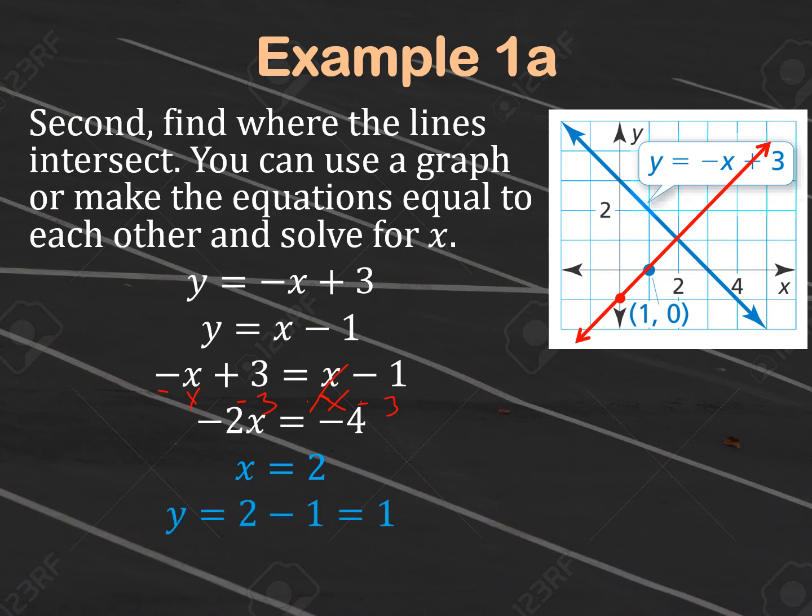Plug x = 2 into either equation and solve for y. So I'm going to choose the second one. So y = 2 - 1, or 1. So the point where the two lines intersect is (2, 1), which again you can see by looking at the graph. And if you can see from the graph clearly, you don't need to use the equations. (2, 1) is where they intersect.